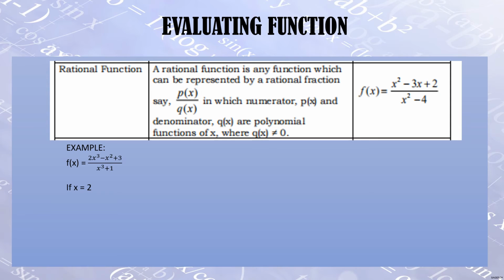We have 2x cubed minus x squared plus 3. Yung numerator natin, cubic function kasi the highest exponent is 3. While our denominator, we have x cubed plus 1. It is also a cubic function. Why? Because the highest degree of exponent is 3. So now, what if, ang sabi dyan, what if x is 2? So we just substitute, papalitan lamang natin lahat ng value ni x ng 2.